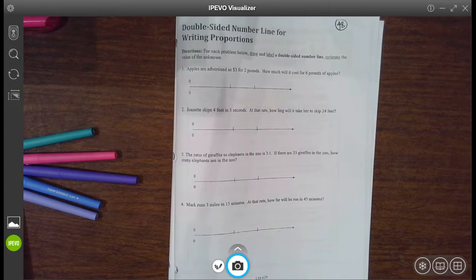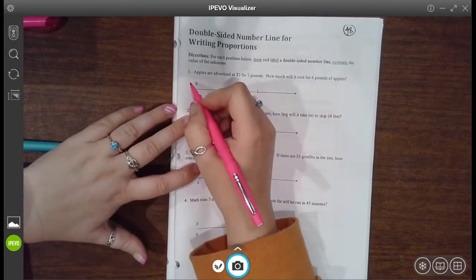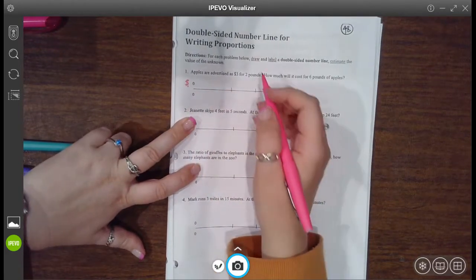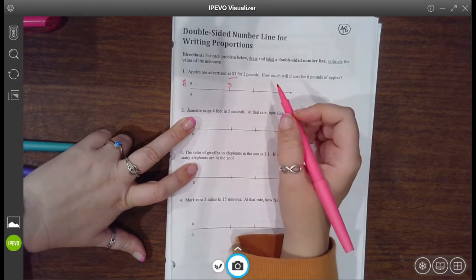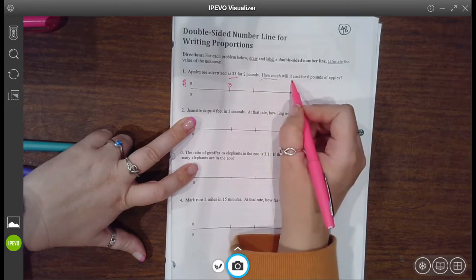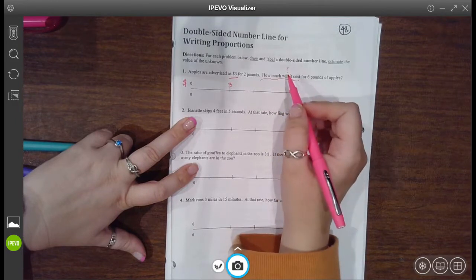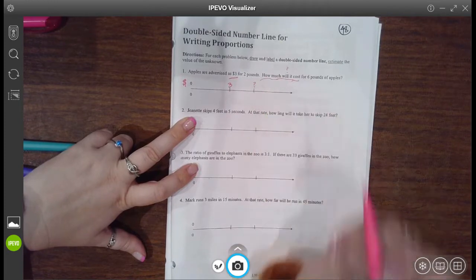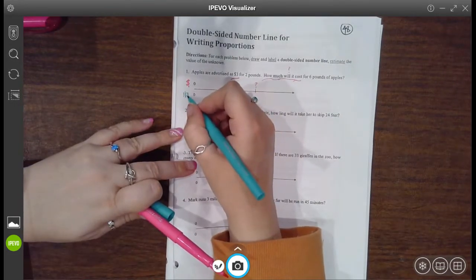All right, well, first of all, let's say that on top of your number line, that's where we're going to talk about the money. Okay. So they said it was $3 for 2 pounds, and then we don't know how much it'll cost. So how much will it cost? We don't know. So we're going to use that as my unknown. Okay. Then on the bottom, that's where we're going to talk about the number of pounds.